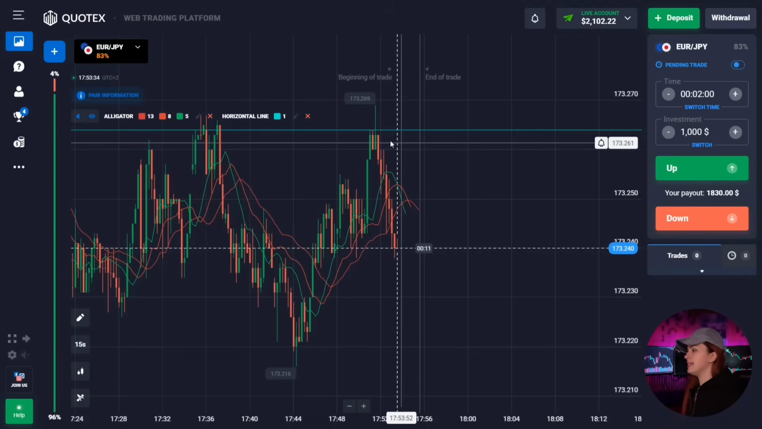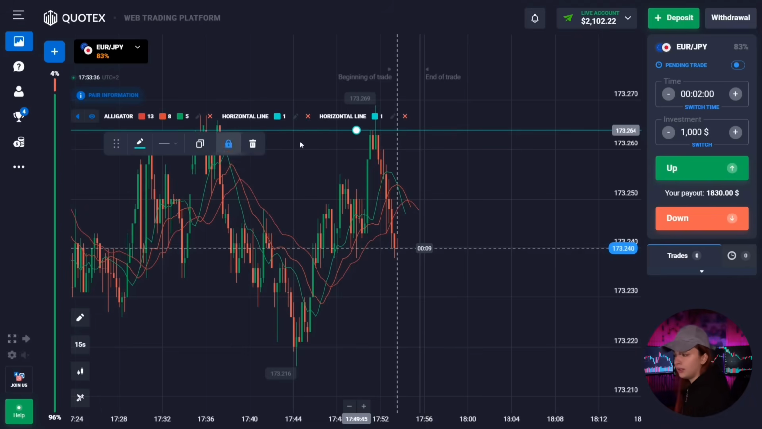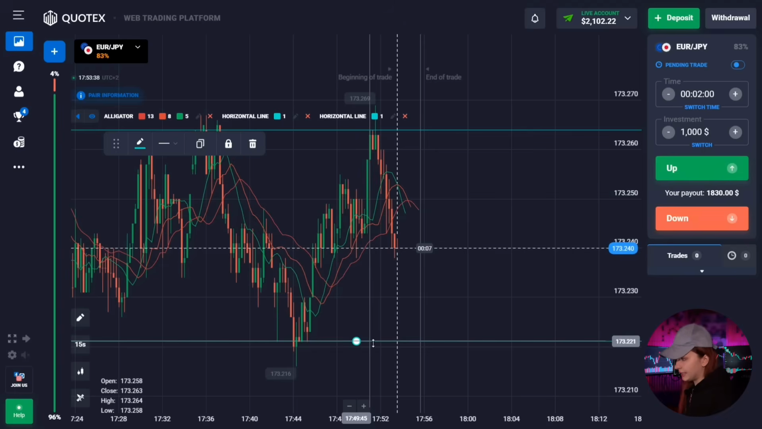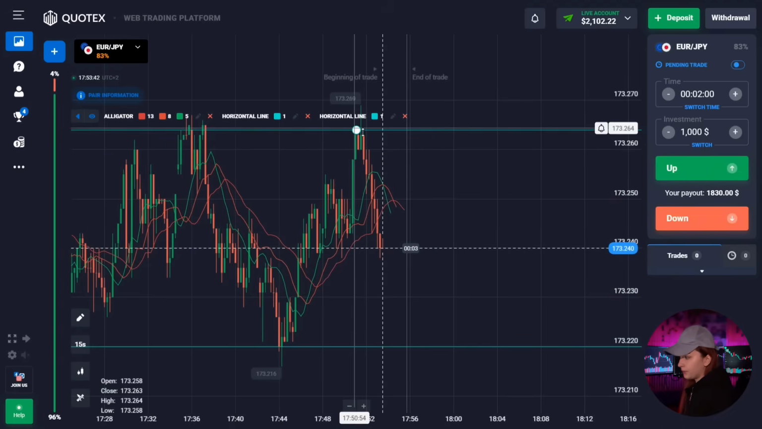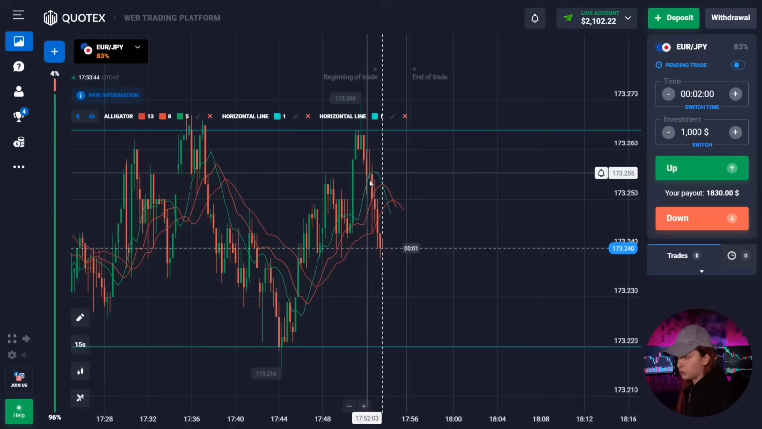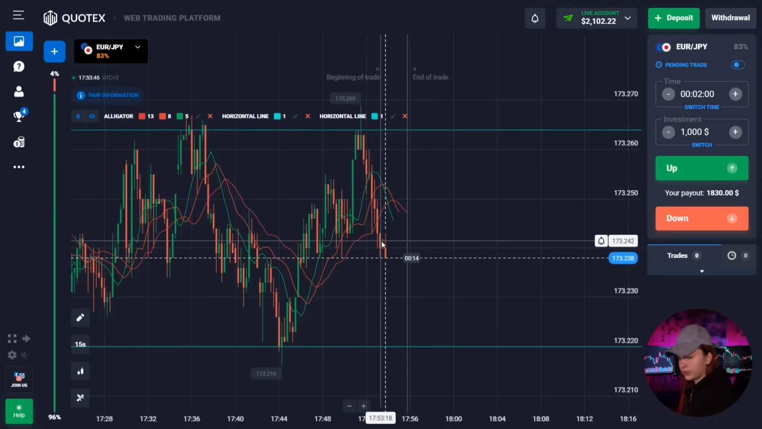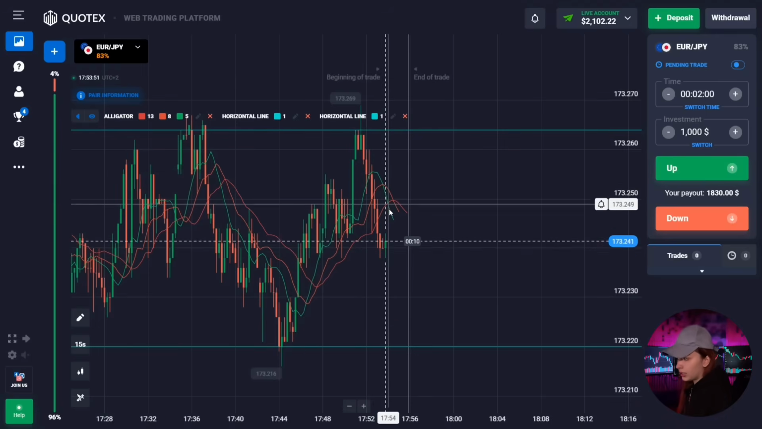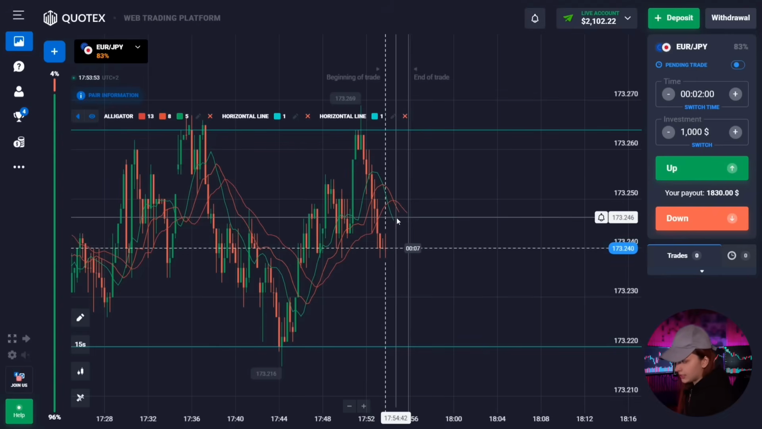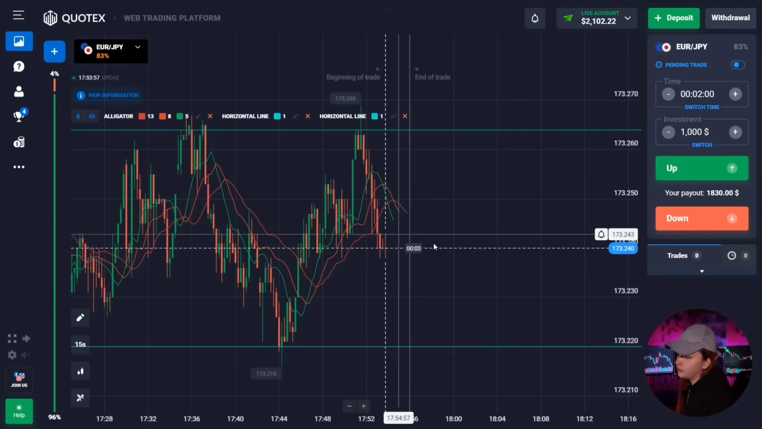So guys, let's set a horizontal line at the lower values of these candles. We define a certain support level here. We also see that the price has pushed off from the resistance level and is moving down. At the same time, we can see that the moving averages are currently crossing. Guys, this means that it is quite possible that the price will continue to move down in the near future.